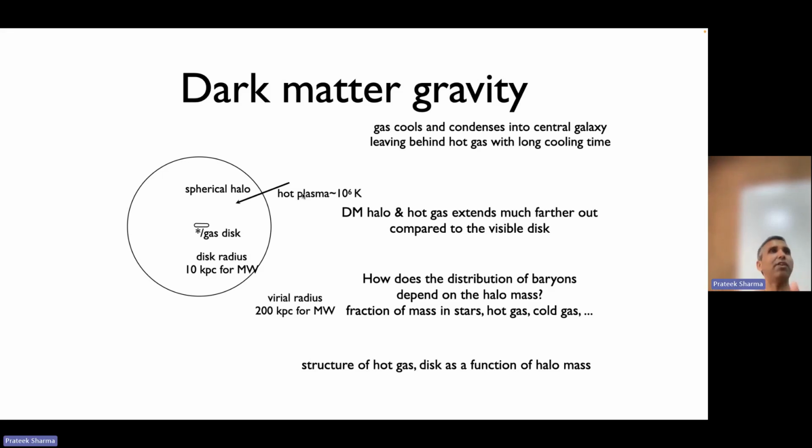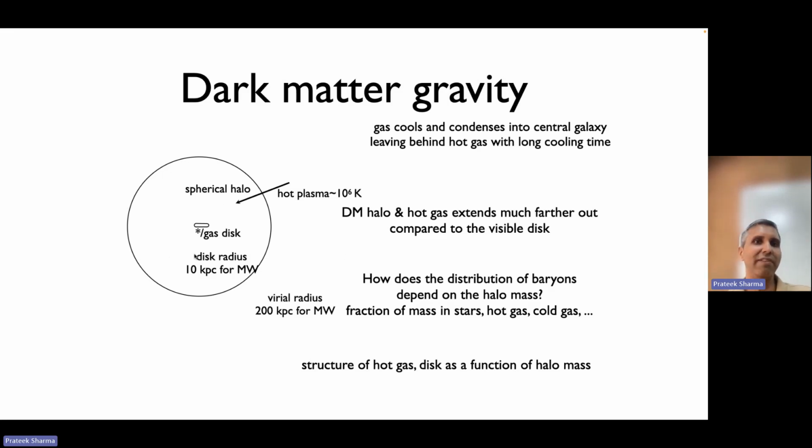The thing is, this is sort of the classic picture of galaxy formation within dark matter halos. If the gas which is virializing is able to radiate away most of its energy, then it will form stars and form galaxies. If it is not able to radiate efficiently, then most of these baryons will be in this diffuse X-ray emitting hot plasma. So the question is, how can we predict the distribution of baryons as a function of halo mass? What is the fraction of mass in stars, hot gas, cold gas, ISM, and so on, as a function of halo mass and redshift, for example?